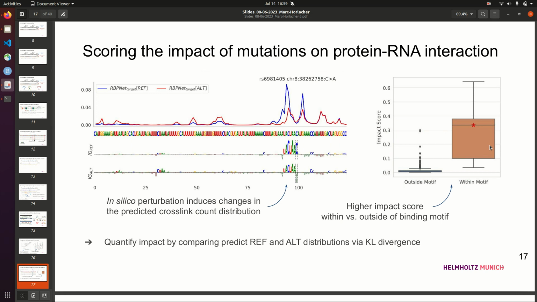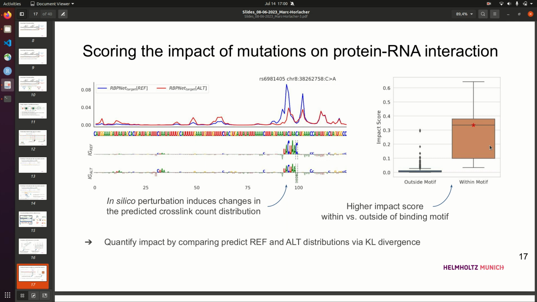So another application of RBPNet is the scoring of impact of mutations on protein-RNA interaction. For classification-based methods, that's pretty straightforward. Usually you predict on the reference allele as well as the alternative allele, and then the impact score is more or less the difference between the predicted binding probability between the reference and the alternative sequence. For RBPNet, that's a bit more difficult because our predictions are vector valued. So we have to compare two different prediction vectors with each other.